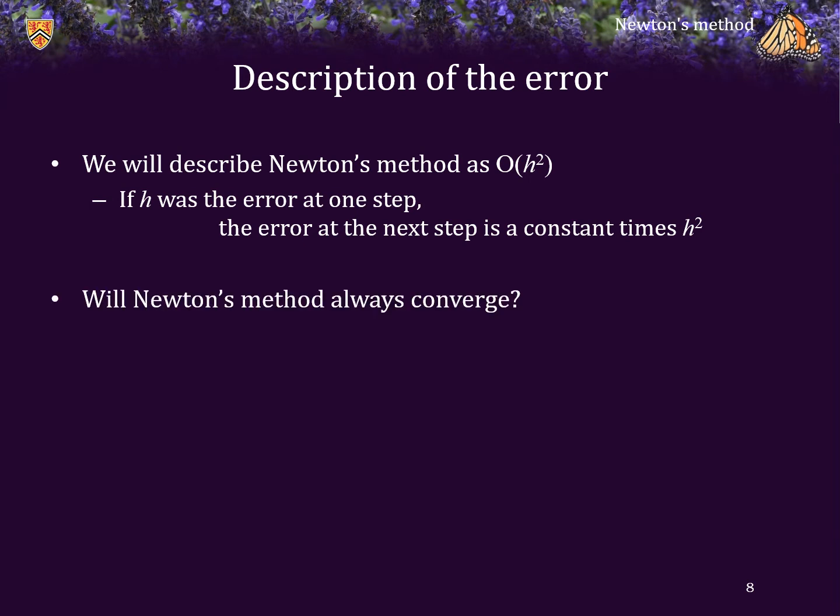Now, we should ask, will Newton's method always converge? Well, first of all, if there is no root, it certainly is not going to converge. So consider, for example, the function x squared plus 1. This has no root, and consequently Newton's method would iterate forever if it tried to find a root.